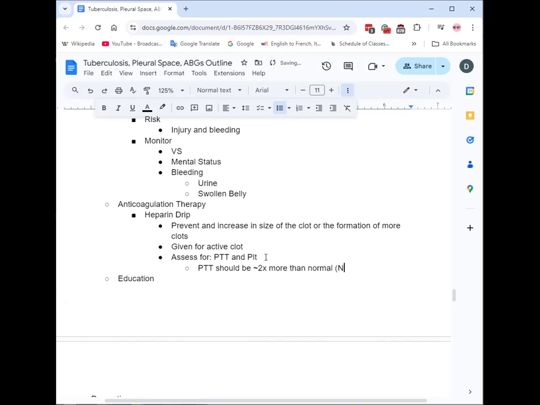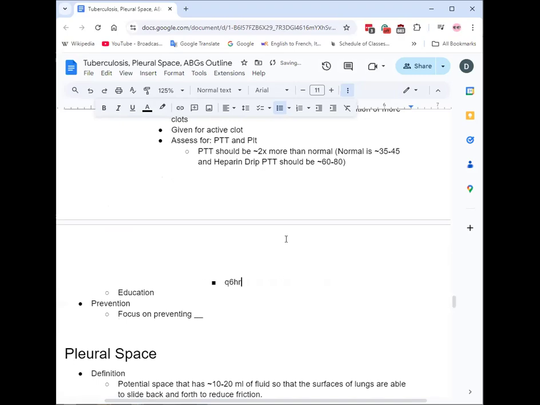The normal is about 35 to 45, and heparin drip PTT should be about 60 to 80. This is drawn every 6 hours, and that's how often they get titrated. It depends on the policy, what algorithm you follow. If you get a heparin drip question, you will get an algorithm to follow, or it might just be a question like, the person's on a heparin drip and their PTT is 70. What do you do? And you're like, oh, wait, that's normal. Don't worry about it.